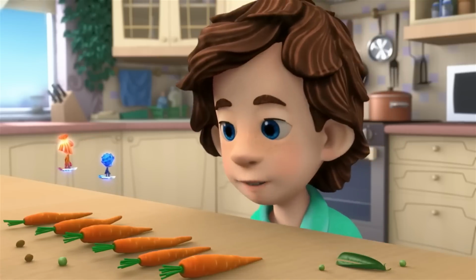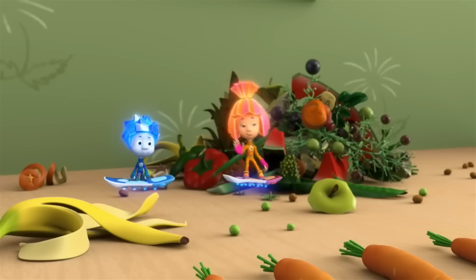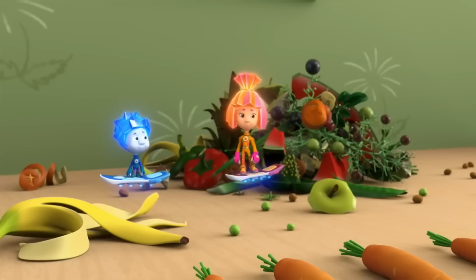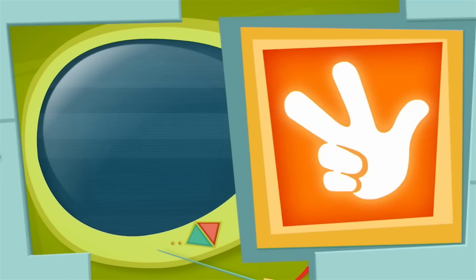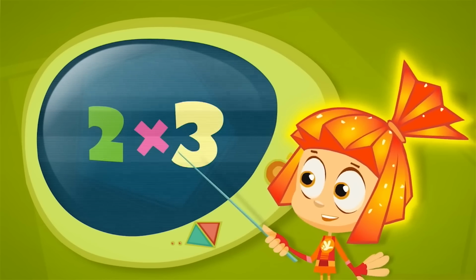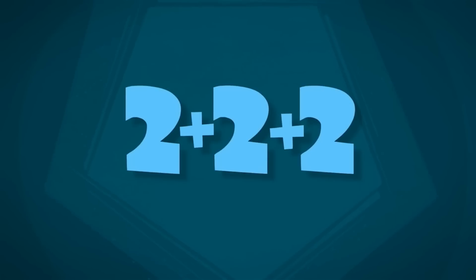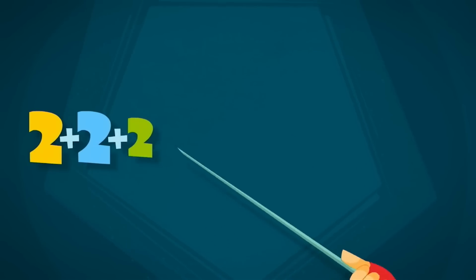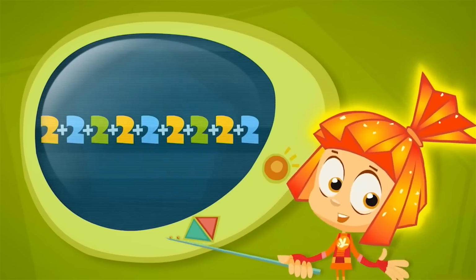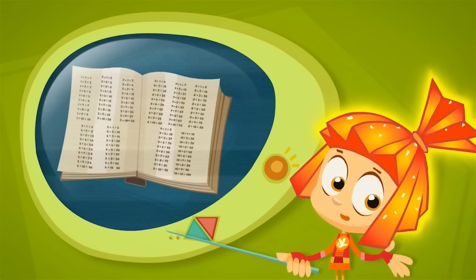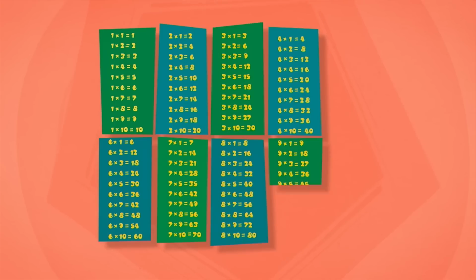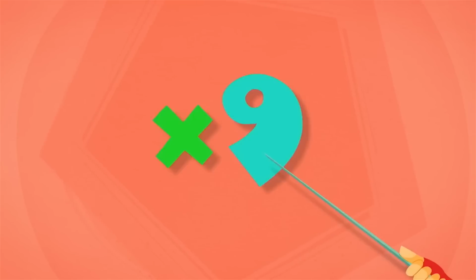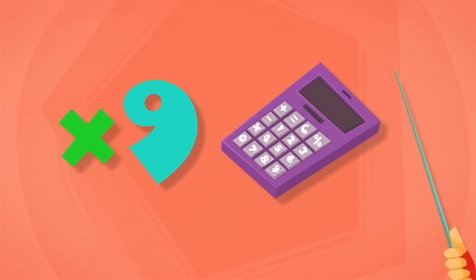Anyhow, we don't have enough carrots for me to learn how to multiply by 9. All right, then. I'll help you. To multiply 2 by 3, all you need to do is just add 3 2's together. It's much harder to multiply a number by 9. That takes too much time to add. That's why at schools they want you to memorize the table. But there's a simple way to multiply by 9 without the table or a calculator.